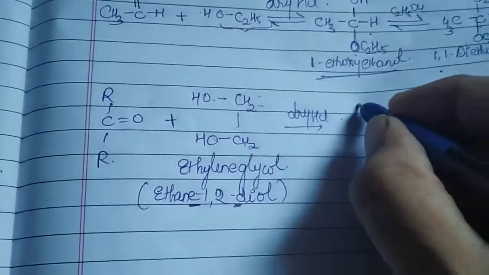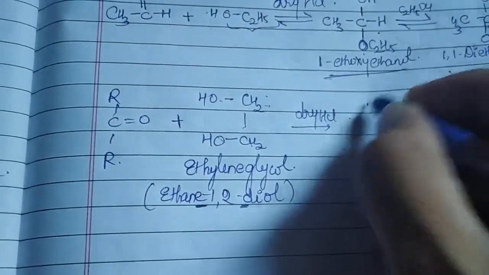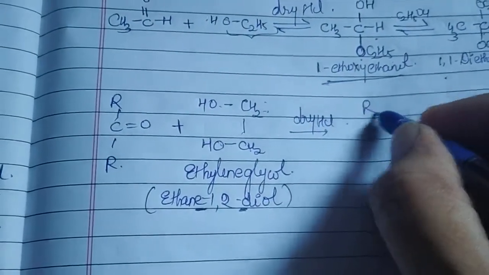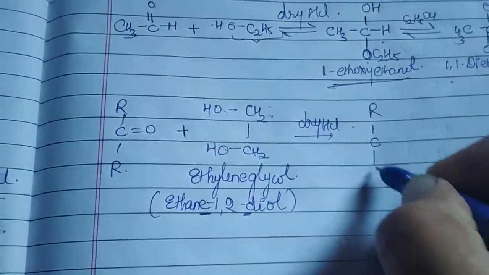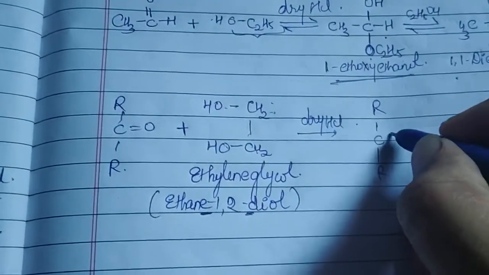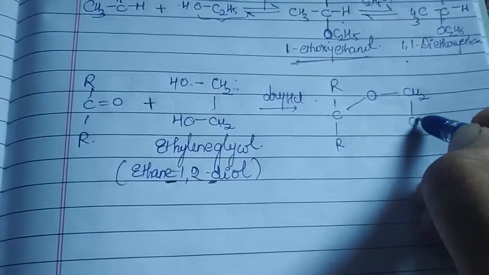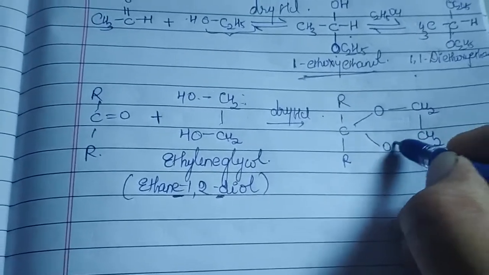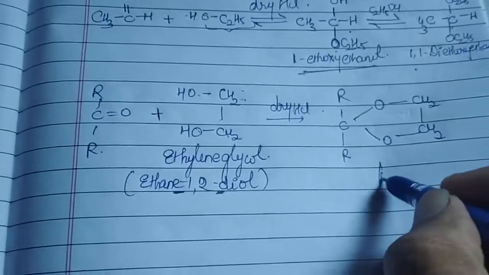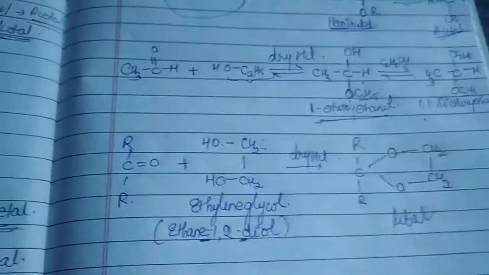Here directly you will be getting a ketal product. Let me write first directly the ketal. So R, C, R, with OCH2 here and CH2OCH2 here. So this is directly what you're getting, a ketal.